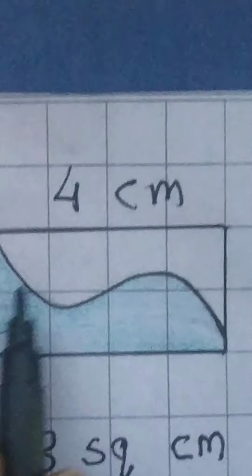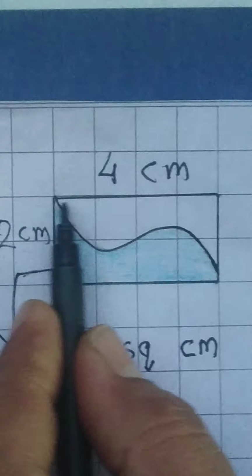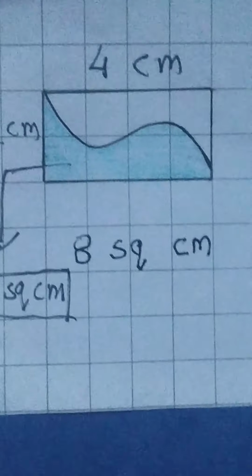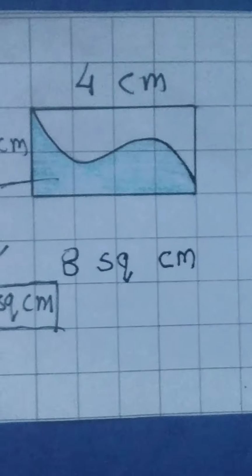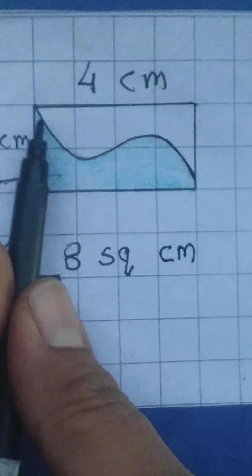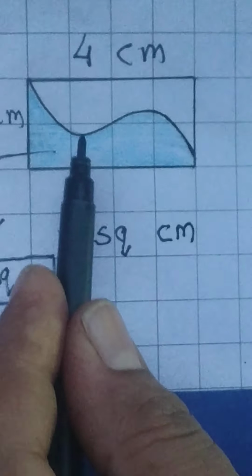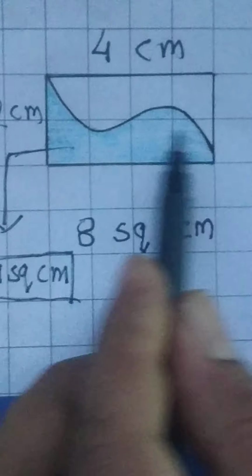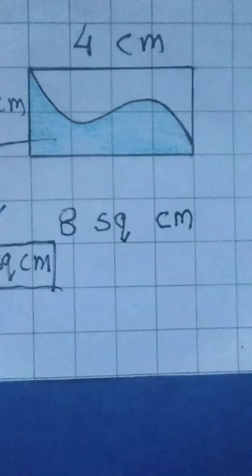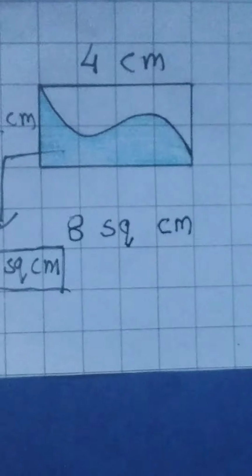But we have drawn this irregular shape on the square grid, and we have drawn the rectangle under this shape, and we are noticing that this shape is having half of the given rectangle. So first we calculate the area of the given rectangle. How? The same method we will apply.